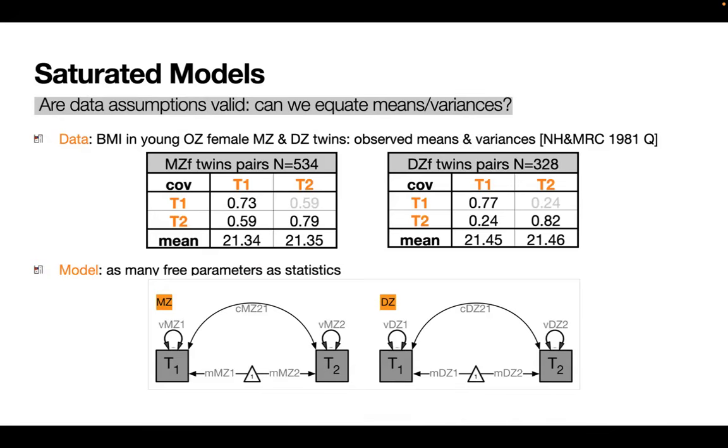We simply have the observed measures of twin 1 and twin 2 in MZs and DZs as boxes. We are estimating the mean, denoted here by the arrows from the triangle, and we estimate the variances as these double-headed arrows around each of the observed variables, as well as the covariance between twin 1 and twin 2 separately in MZs and DZs.